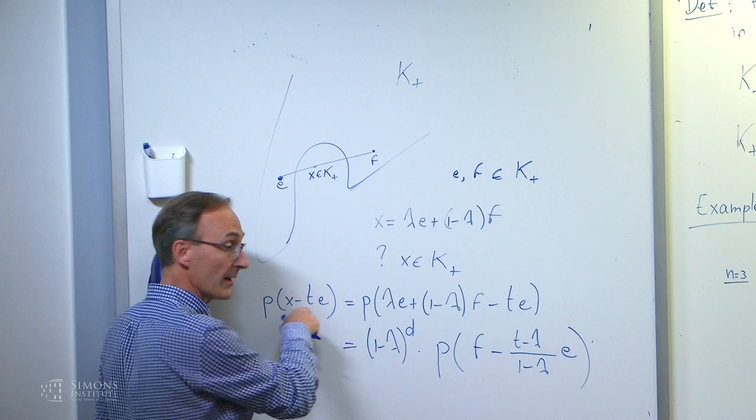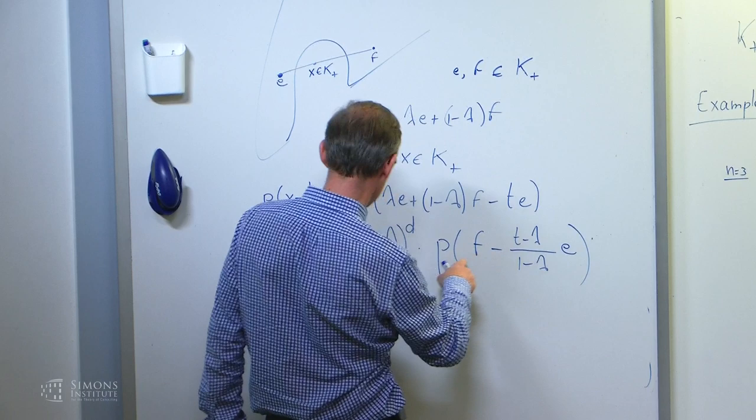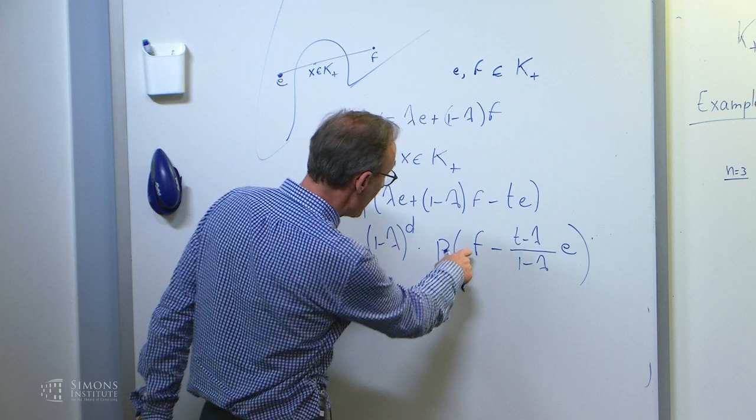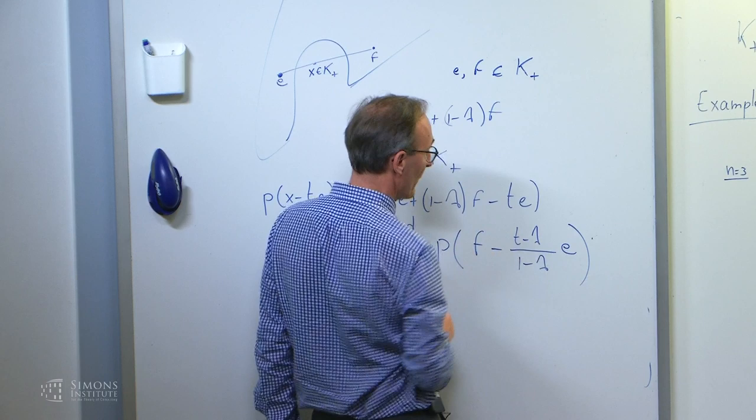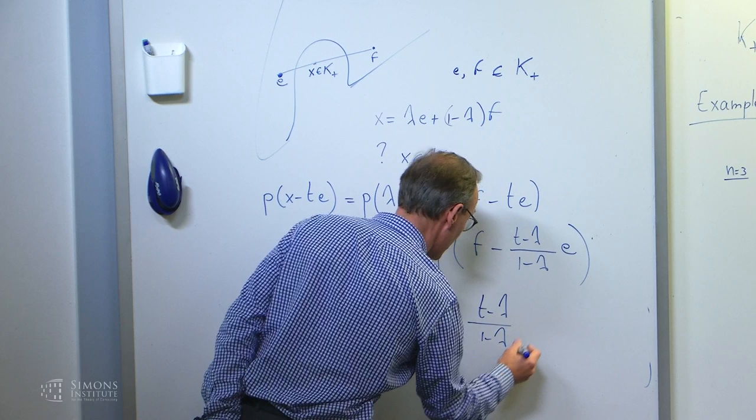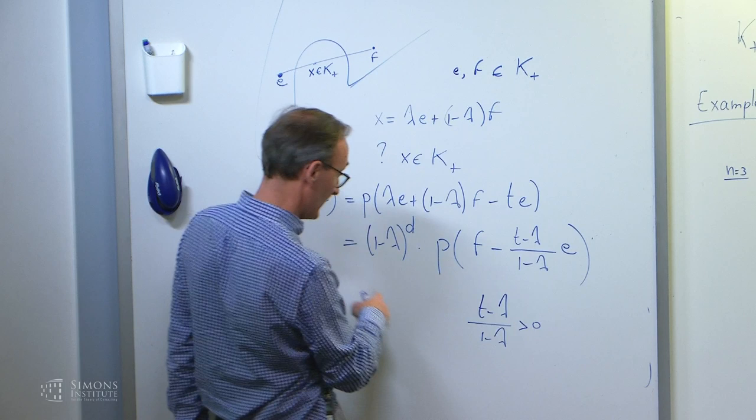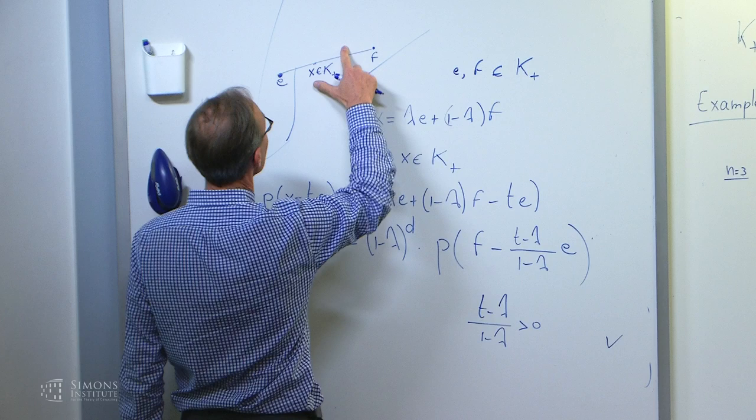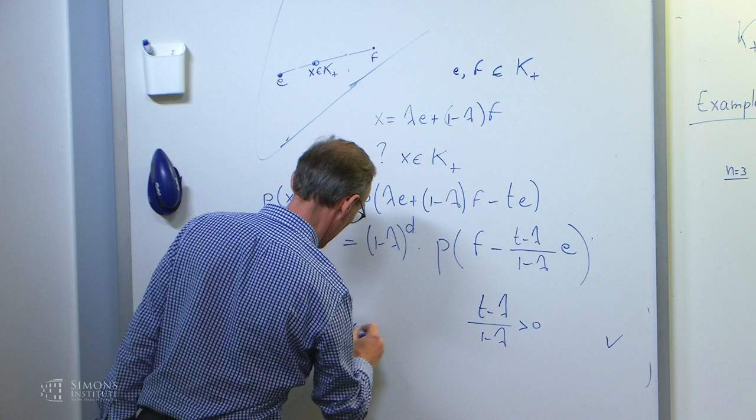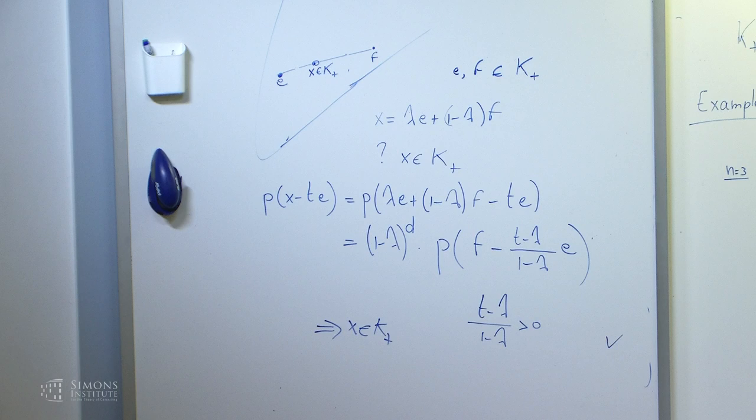So the roots of that are the T such that this is zero, but F belongs to my K plus. So it means that if I look at F minus SE, the roots of that are positive. So it means that T minus lambda divided by 1 minus lambda are positive if T gives me a root here. And so that means that T is indeed positive. So that shows that the picture is not like this. And so X belongs to K plus. I will get back to showing this and relating to stability, but let me continue a bit more.